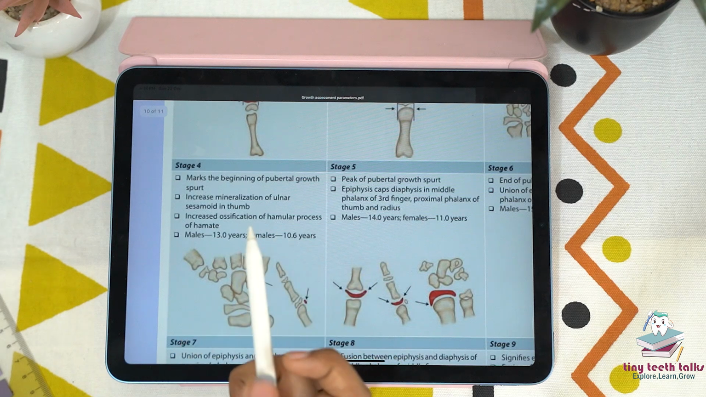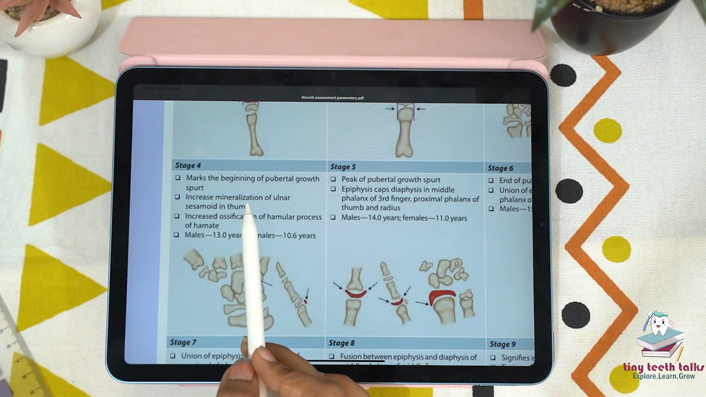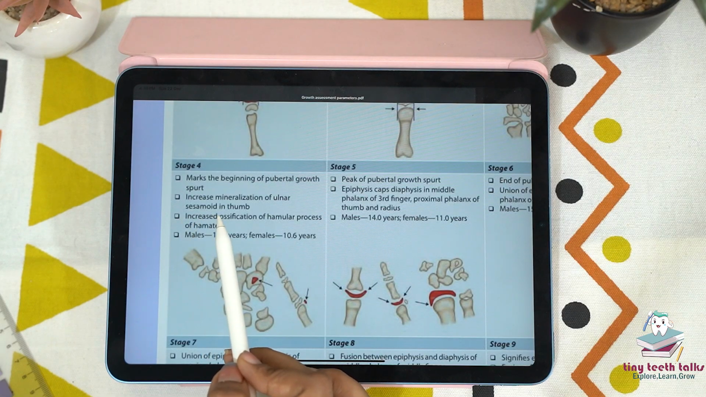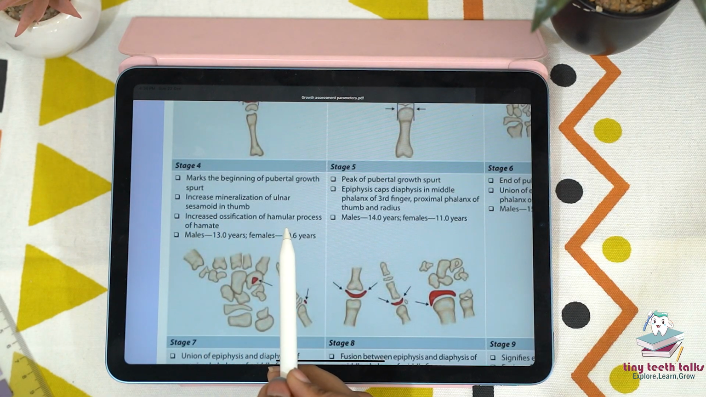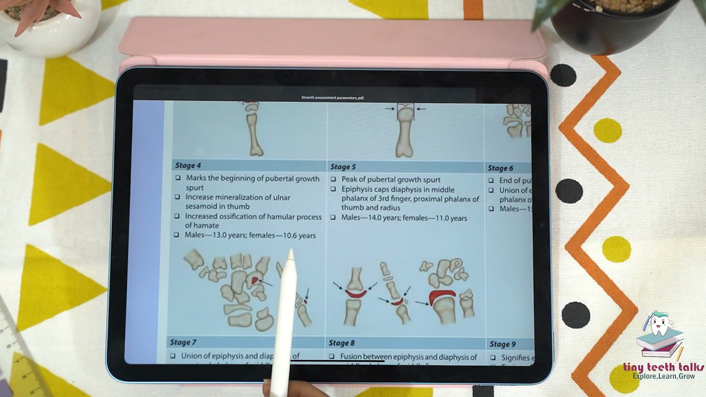Stage 4 marks the beginning of the pubertal growth spurt, with increased mineralization of the ulnar sesamoid in the thumb, and increased ossification of the hamular process of the hamate. So stage 4 is the beginning of the pubertal growth spurt with the increased mineralization of the ulnar sesamoid in the thumb and further ossification of the hamular process of the hamate bone. And the age for male is 13 years and female 10.6 years.